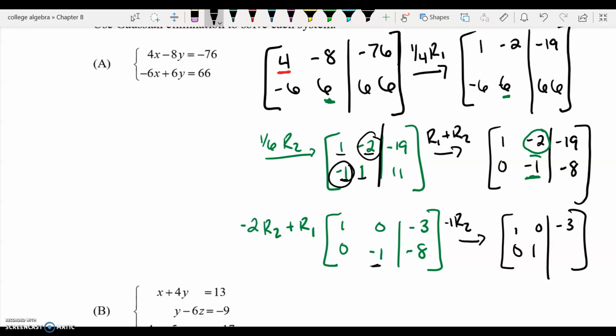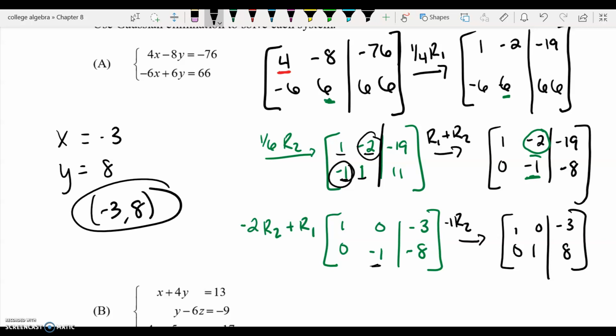Guys, there are a bunch of different routes to do this. There's not one correct way. But now you have your answer. The top one is saying my x came first in my first column, so I'm going to get -3. My y came second, so I'm going to get 8. So your answer to the system would be -3, 8. If you used elimination or substitution, you would get the same thing.